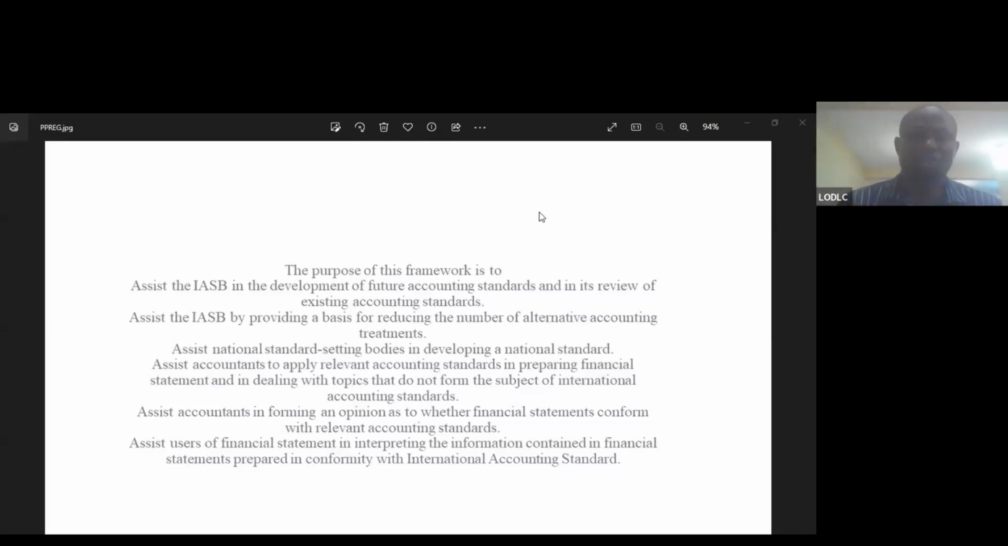The purpose of this framework is to assist the IASB. That's the first thing, to assist the IASB. Who are the IASB? I will try as much as possible to emphasize the IASB later. The purpose is to assist the IASB in the development of future accounting standards and its review of existing standards. Have it in mind, the framework is not an IAS, neither is it an IFRS.